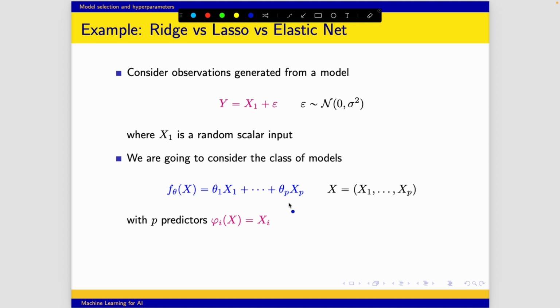Right? So if you remember, the general linear regression model is f theta of x equal to the sum from i equals 1 up to p of psi i of x times theta i. So in this case, psi i of x is just xi. So it's theta i times xi. Precisely what we have here. We have a sum of theta i xi.